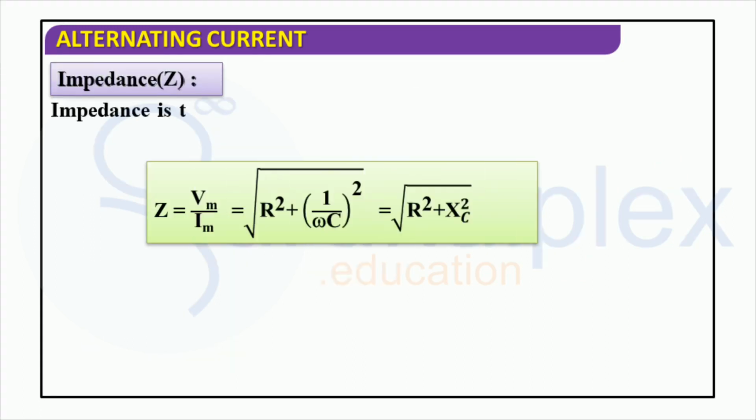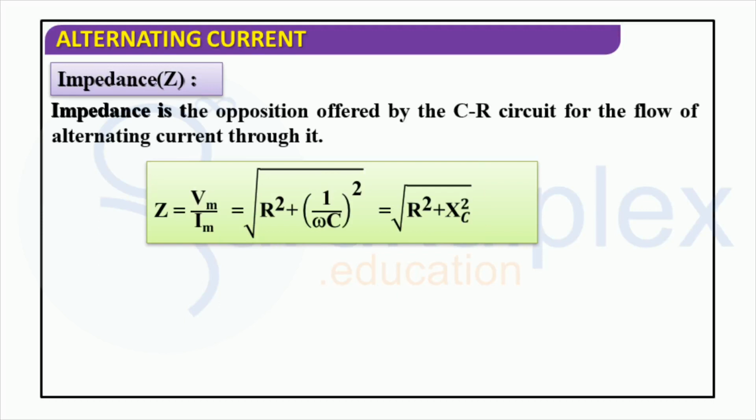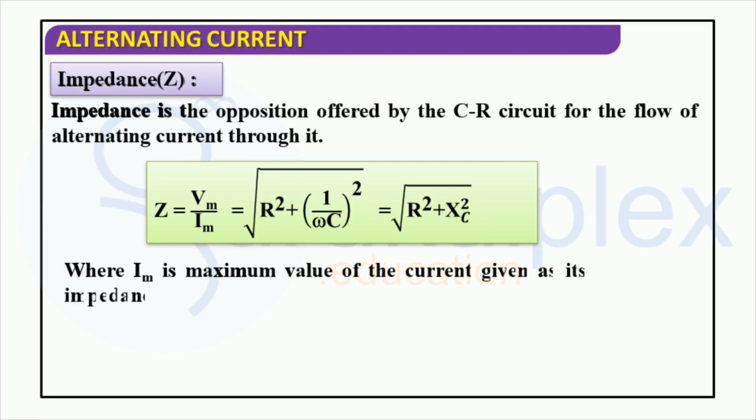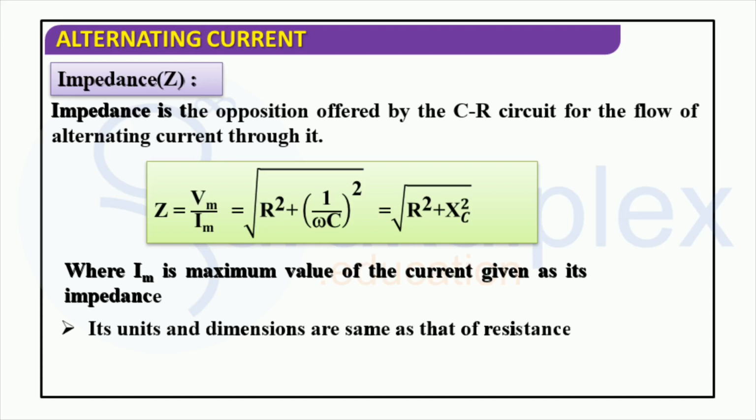Impedance is the opposition an ACR circuit offers to the flow of alternating current, being measured in terms of a maximum current, Im, with the same units and dimensions as resistance. As such, having an understanding of impedance is essential to comprehend the behavior of current in a CR circuit.